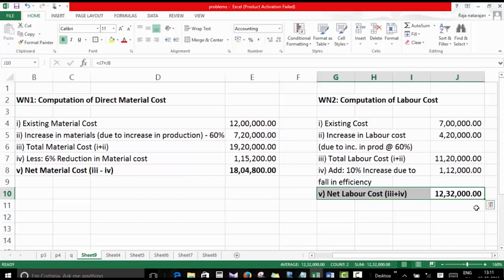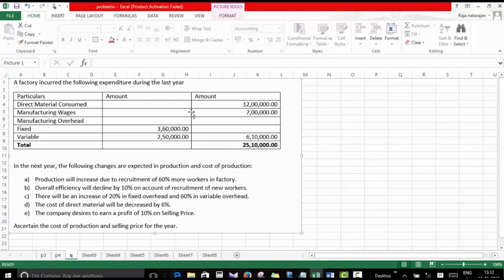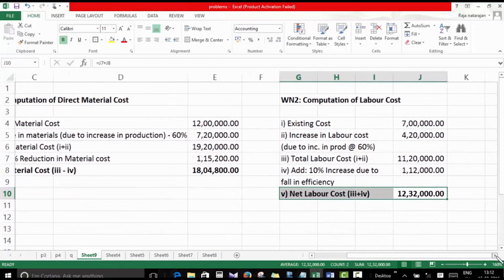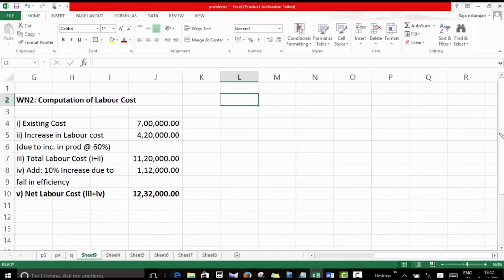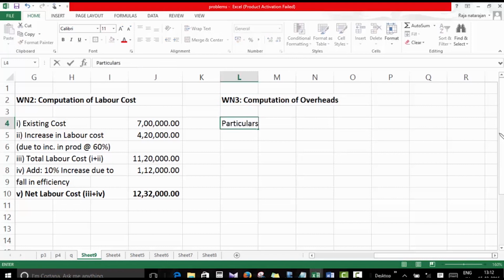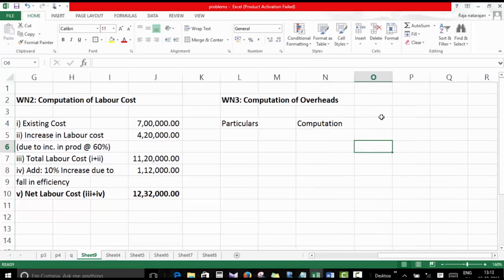Next, we should find out the fixed overheads and variable overheads because they are also undergoing a change. If you notice, the fixed overheads will increase by 20%, variable overheads will increase by 60%, and it is fairly simple. We can find out. Let's have a working note 3, computation of overheads. Computation of overheads will have a small table: particulars, then a column for computation because they are undergoing change, and then a column for amount.